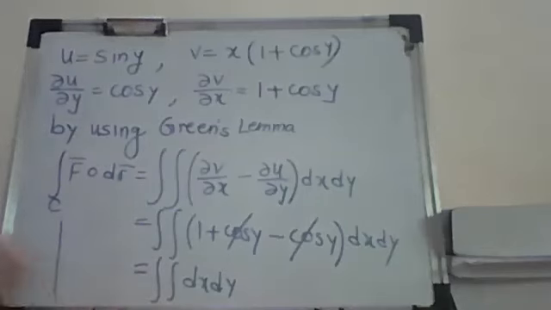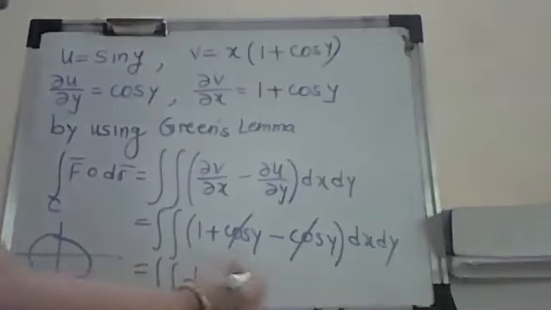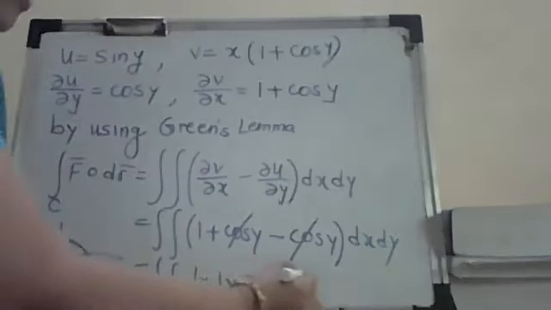What is my curve here? The curve is an ellipse, correct? So what is the area? The double integral of 1 times dx dy is nothing but the area. You have seen this: the area of the given curve, whatever the surface is. Which surface is it? It is an ellipse. So this is nothing but the area of an ellipse.